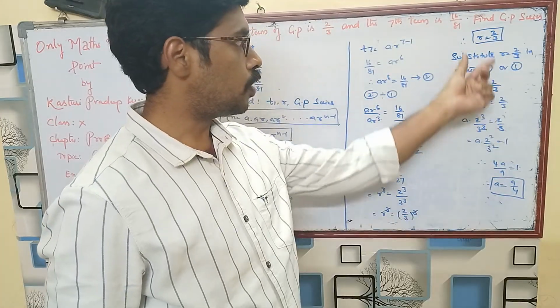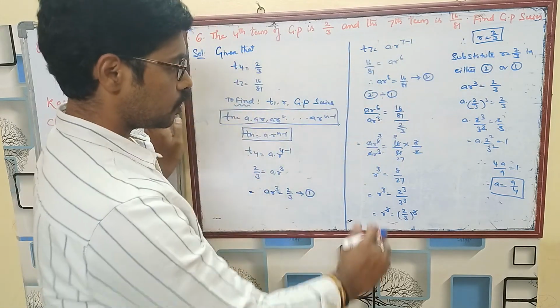So, we got the A value and we got the R value. Then we can find the GP series. So, what is T1?